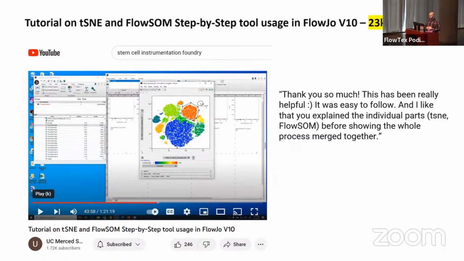Now it's starting to come out, but my users wanted to know, how do I do this in a cross sample comparison, right? That's actually how I want to use these tools. I don't just want to look at one sample.